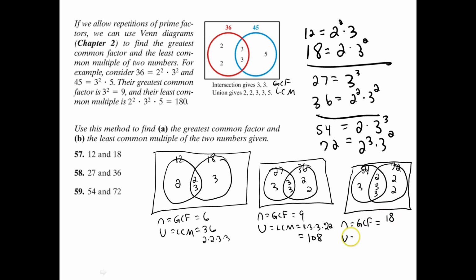The union is the LCM. And that's going to be 3 2's and 3 3's. 8 times 27. Which is 216. Great.